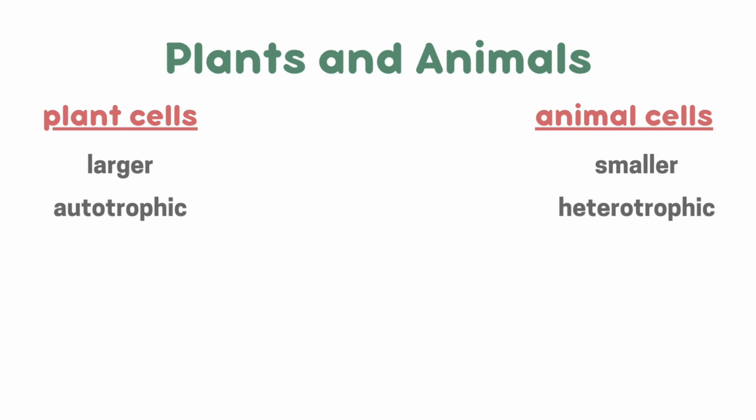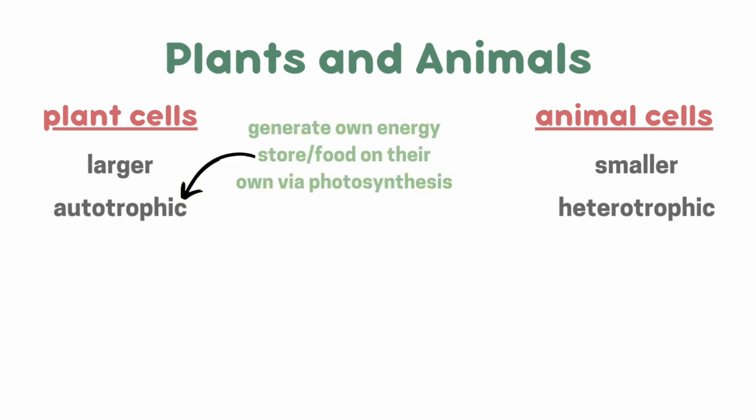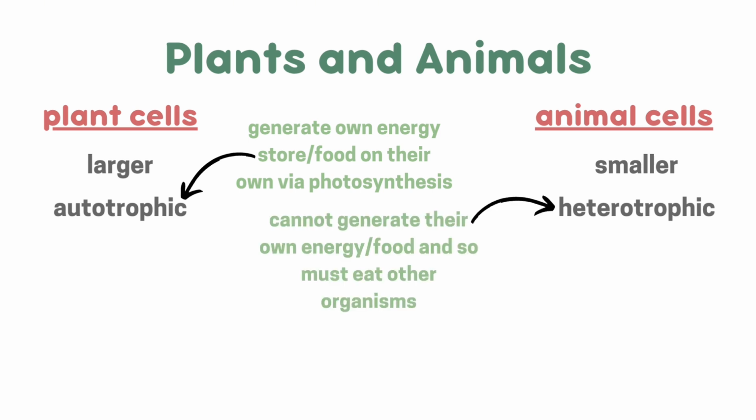The term autotrophic means that the plant cells can generate their own energy store or food on their own via photosynthesis. In more basic terms, this means they do not need to eat other organisms to survive and get energy. Heterotrophic means that animal cells cannot generate their own energy or food and so must eat other organisms.